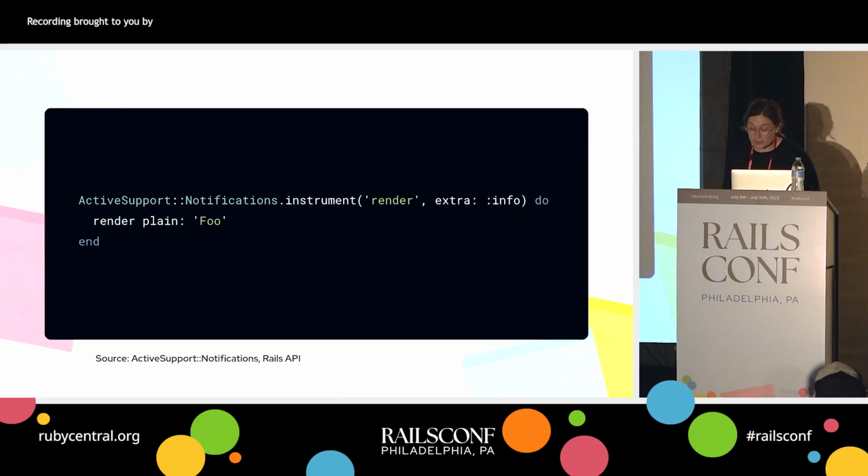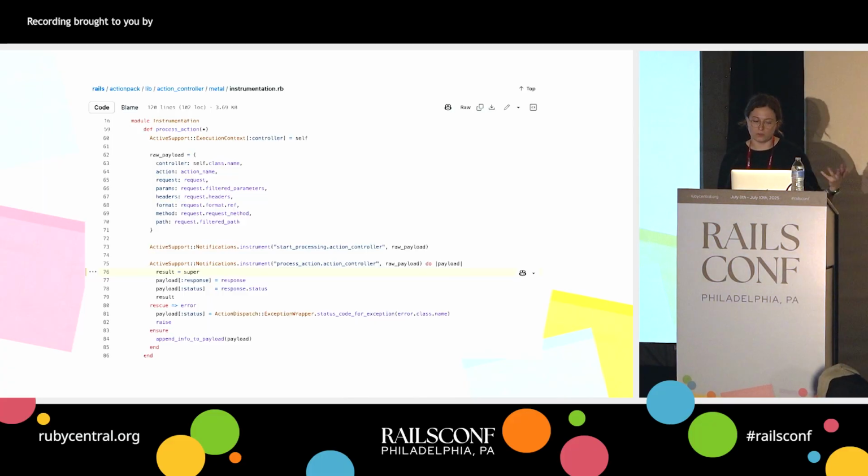So inside the Rails code, the way that this looks is calling ActiveSupport::Notifications.instrument, and then you give it some sort of event name. So this is an example from the Rails API. You just call render, and then you pass some additional information to it. And inside of the block, you actually call the method that ends up getting called. So very similar to the monkey patching, it's just defined here.